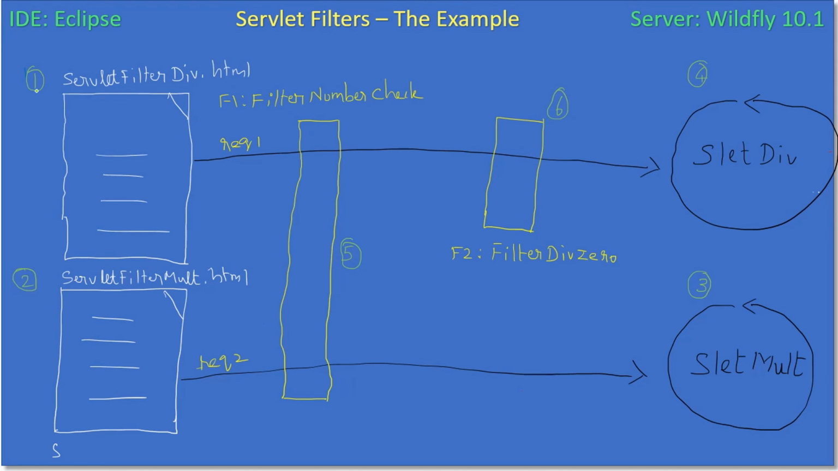So that's all. We will create our example in this following order. First we will create two HTML files, then we will create our servlets. After that we will see how to create the filters. Then we will run the example in Eclipse and Wildfly, and we will see how it works.